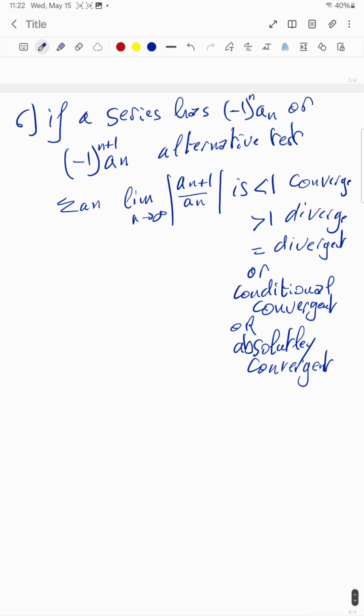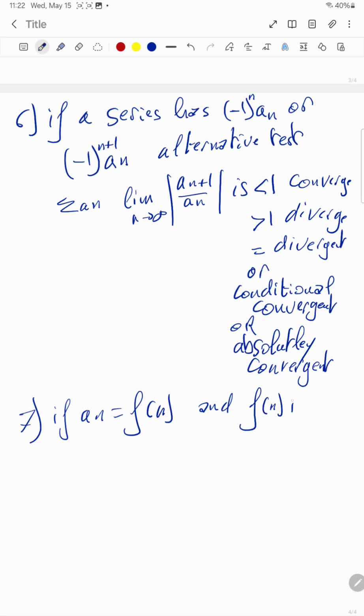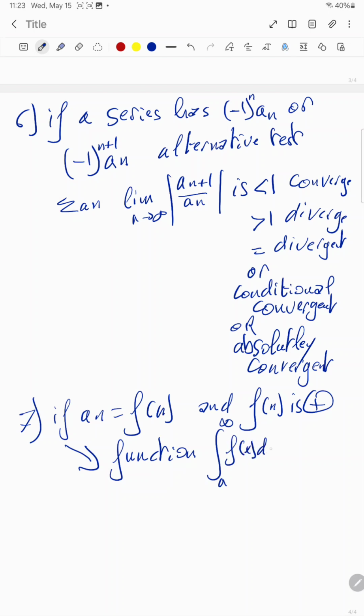Let's say strategy number 7: if an equals f of n, and f of n is positive and decreasing, it is a positive and decreasing function, so we can write it as an integral between a and infinity of f of x dx, and that would be easy to evaluate under the integral test. Let's explain it a little bit more.